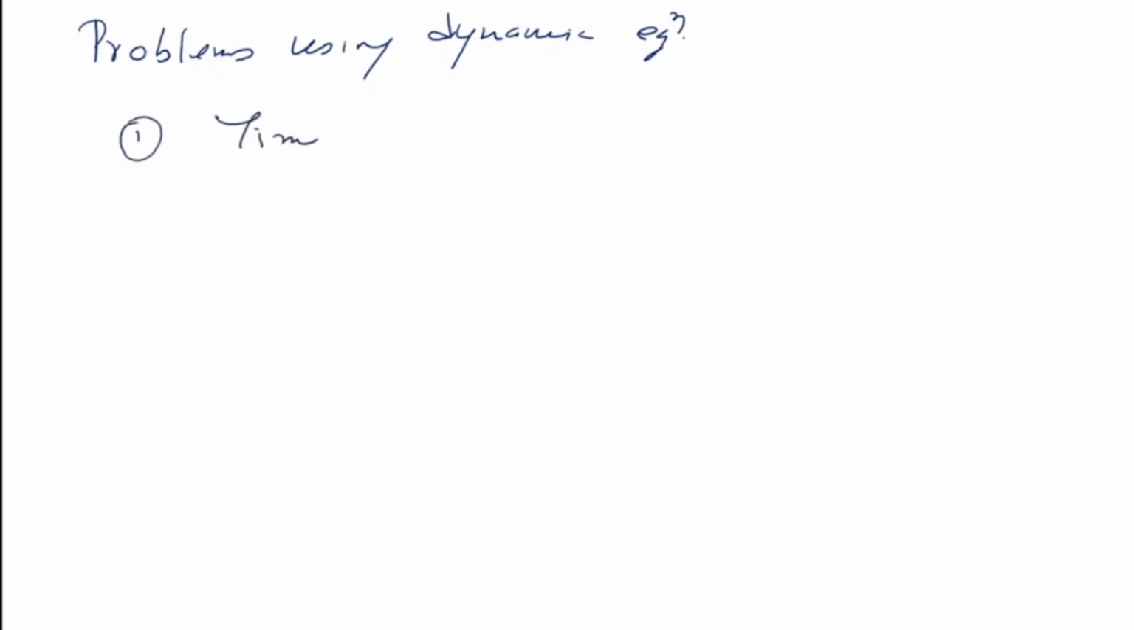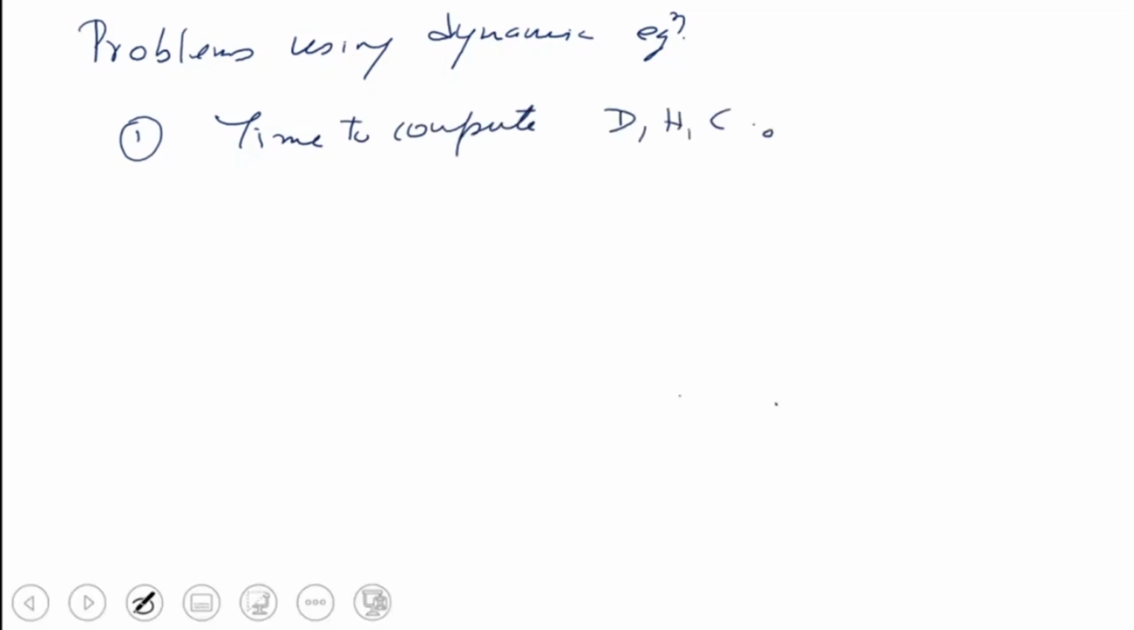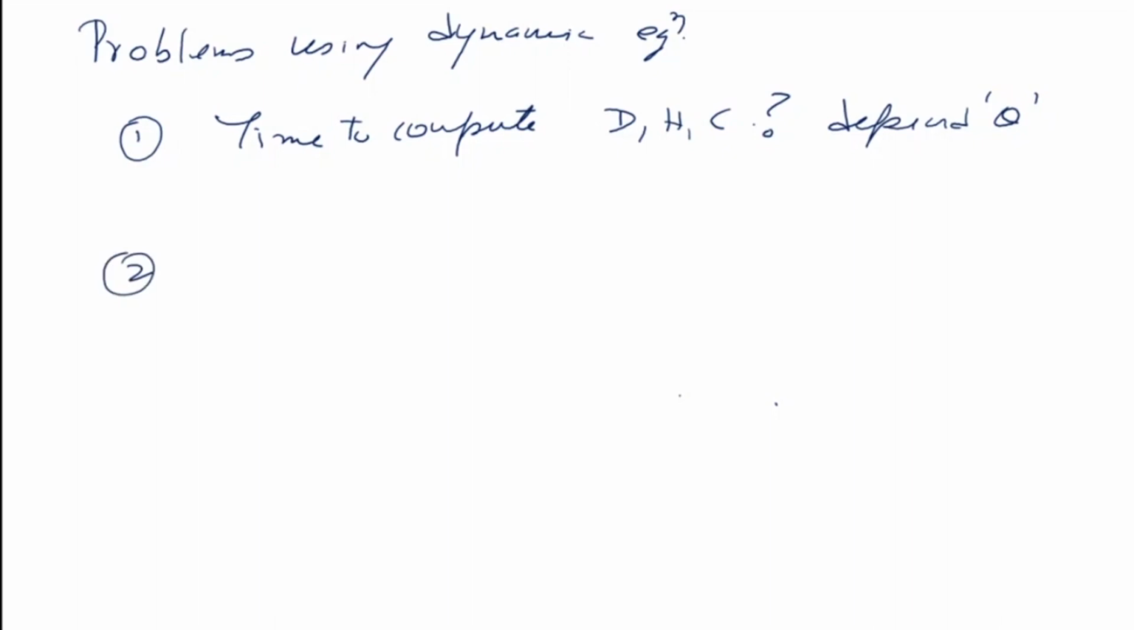Time to compute. One is D, one is H, and the other is C. It could be a very small time, but it will still take time, because these depend on theta. So when theta changes, these terms will change. Number two, which is more difficult, is inaccuracies in the dynamic model itself.